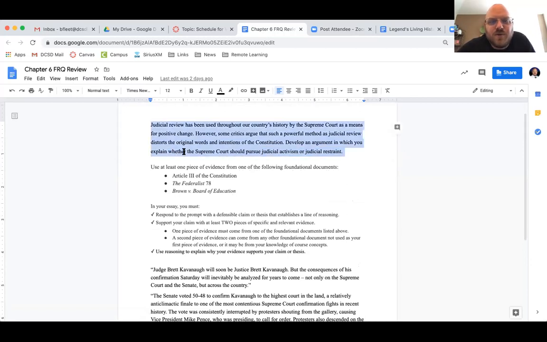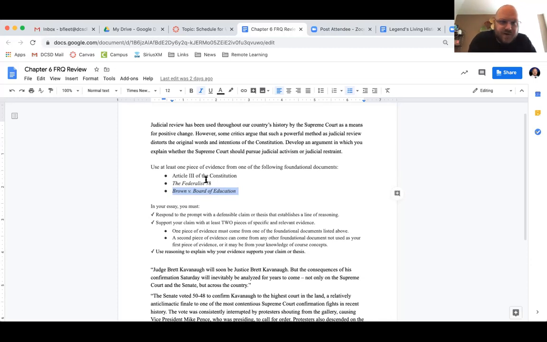The Supreme Court should pursue judicial activism or judicial restraint, and the 3 documents that you can use are Article 3, Fed 78, and Brown v. Board of Education. Let's just say it like it is, use the 3-paragraph model and follow that template. Your thesis should be in the first paragraph. You should underline your thesis. Your thesis should establish a line of reasoning. If you're talking judicial activism or judicial restraint, at the very least you are using Article 3 or Fed 78.